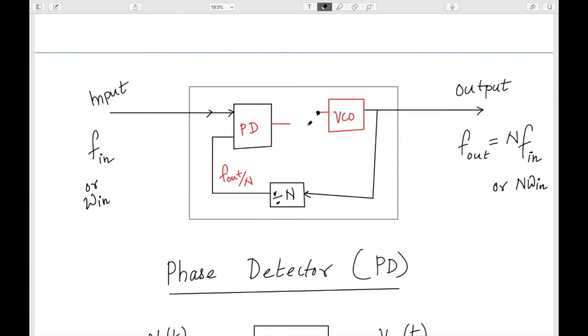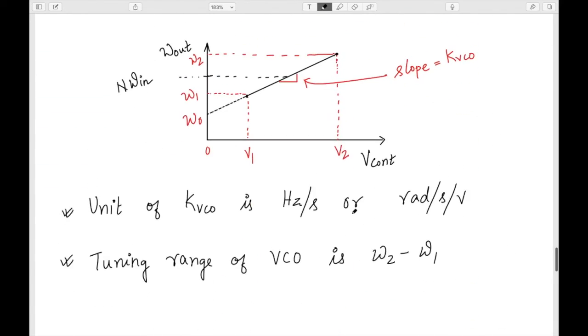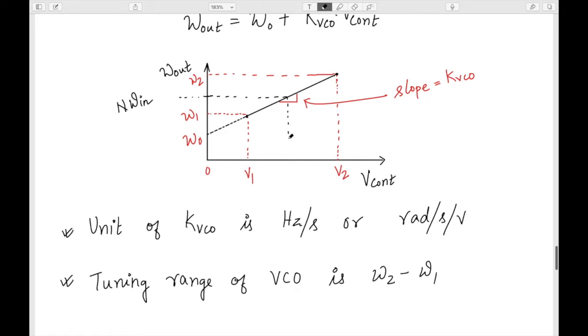So one may ask this question: look, why do we need all this complicated structure of this loop and all, why PD and all? I can just figure out that particular voltage and it will just oscillate at N times omega in. So it's pretty simple, right? I'll just find out that particular voltage Vx, where it will just spit out N times omega in, and there is no requirement of PLL. Okay, so this doesn't happen like this.